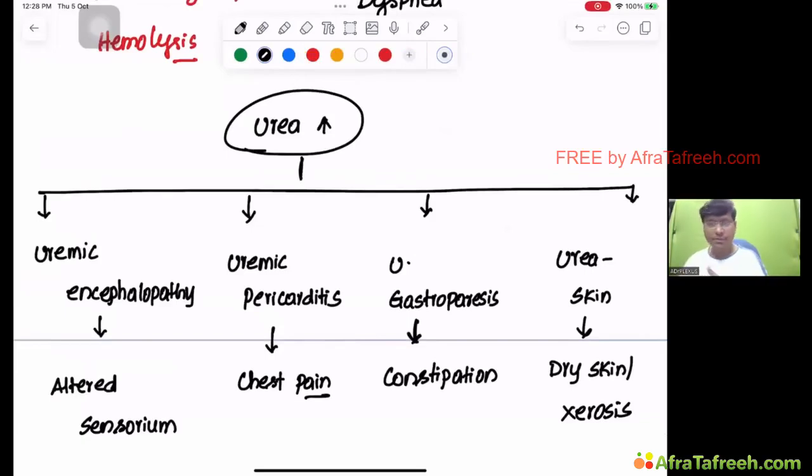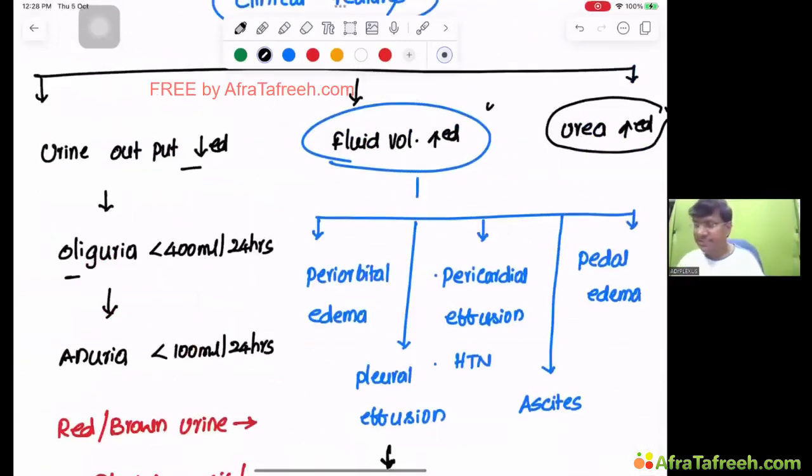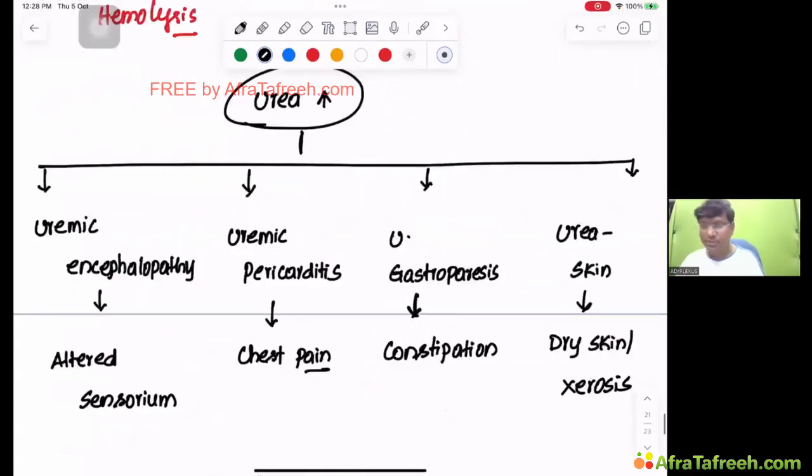Okay, so these are the clinical manifestations that you will have. One is because of decrease in the urine output, the other is because of increase in the fluid volume, and the other is because of increase in the urea levels, right?